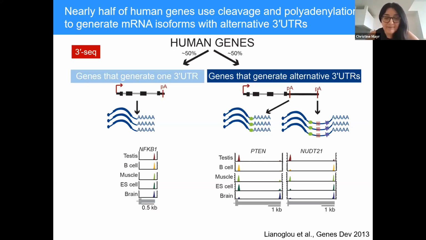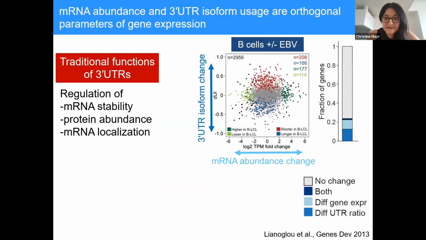But the same study also revealed another surprising finding. At the time, people thought that the major functions of 3' UTRs are the regulation of mRNA stability and protein abundance. So if this is the case, and we also, of course, thought that this would be the case, when we now compare two conditions, and I'm showing you only here B cells before and after Epstein-Barr virus transformation, you would think that mRNAs that change their UTR isoform expression would also change their mRNA levels, because you now get rid of stability elements and now you change how much of the mRNA is present.